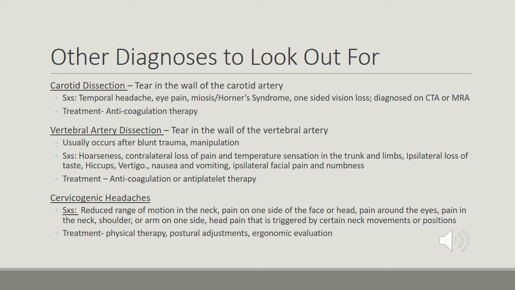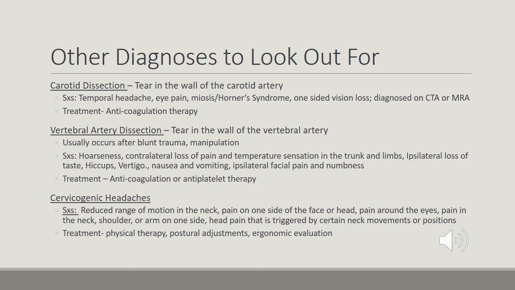So it can happen. The symptoms are hoarseness, contralateral loss of pain and temperature sensation in the trunk and limbs. So this is the opposite side of where the issue is. Ipsilateral loss of taste. So that's the same side loss of taste on the problematic side. Hiccups, vertigo. You can have nausea and vomiting, same side face pain and numbness. And the treatment again is medication through anticoagulation or antiplatelet therapy.